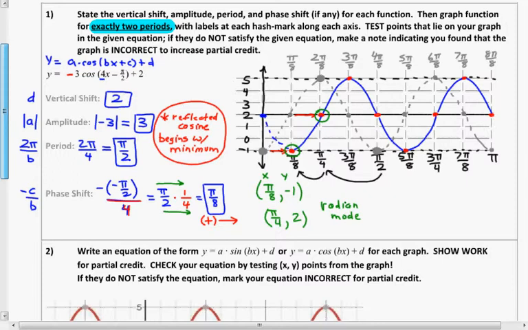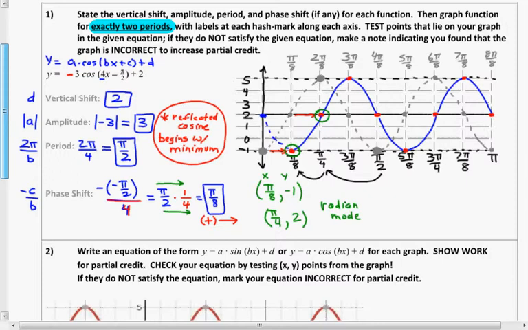Put that x coordinate in, -3 times the cosine of pi over 8. You don't need any parentheses here. 4 times pi over 8 minus pi over 2 plus 2.